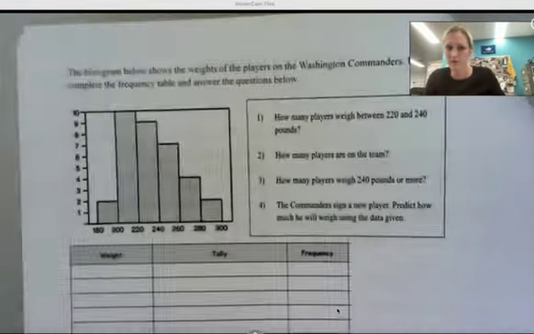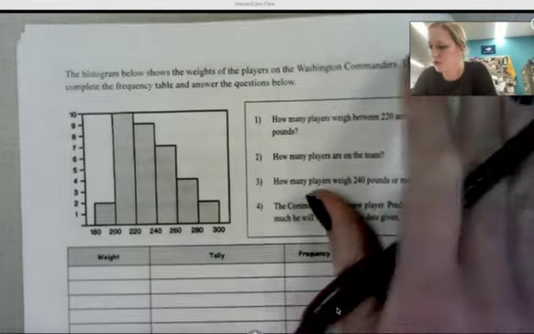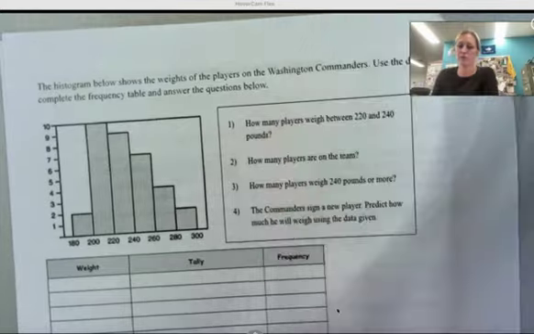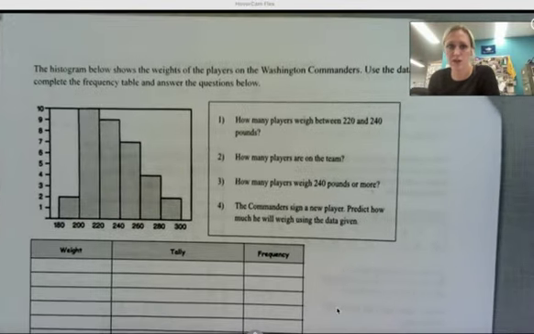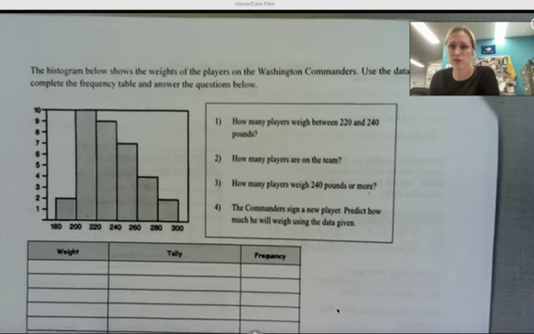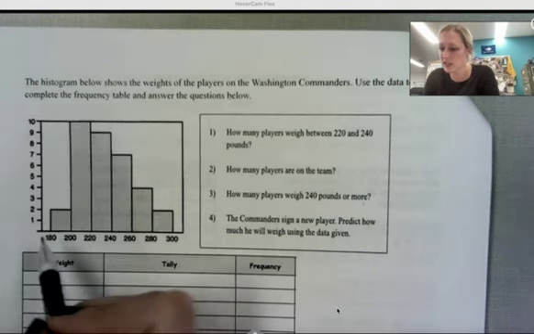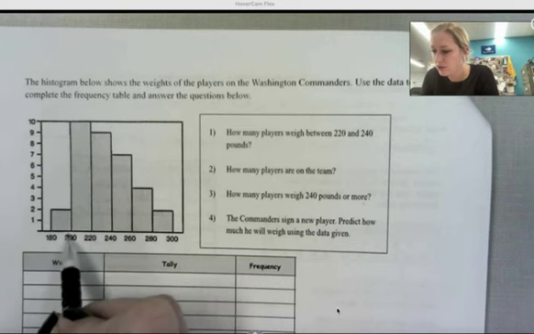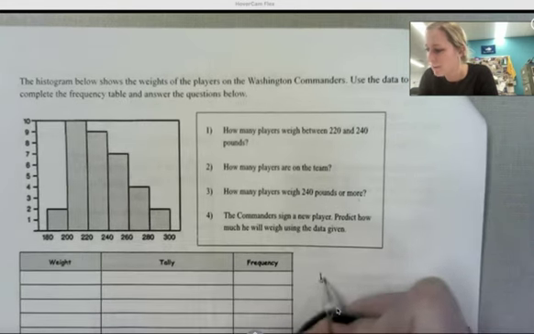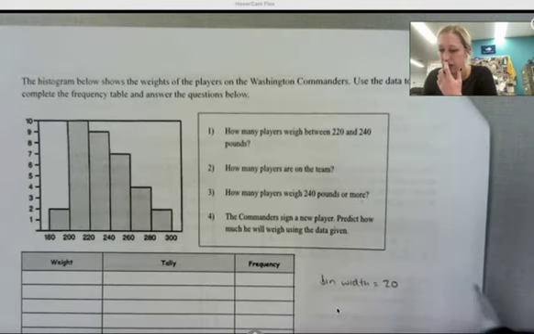Another example here. This time we already have a histogram, and we're going to use this to create a frequency table and answer some questions. Here we have the weights of players on the Washington Commanders. Use the data to complete the frequency table. The first thing I like to do here is pay attention to the ranges. This goes from 180 to 200. That's what we call the bin width. So the bin width is 20.